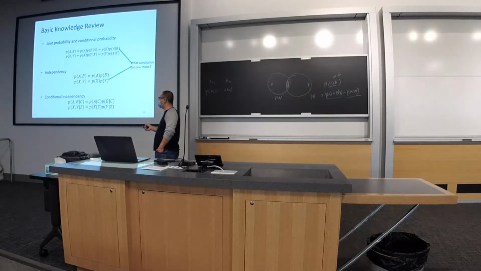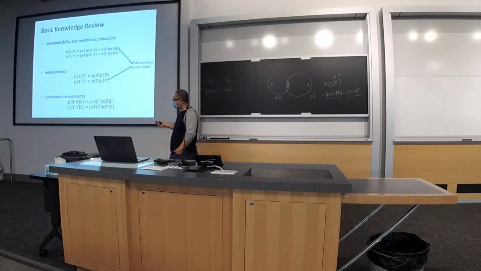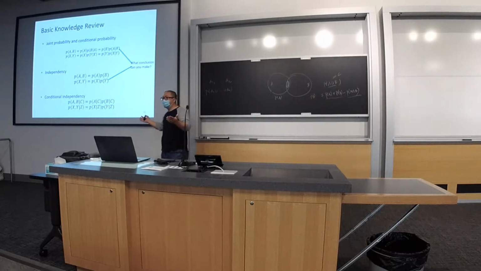And similarly, if two random variables X, Y are conditionally independent given a third random variable Z, it means that the joint probability given Z is equal to the probability of X given Z times the probability of Y given Z. These are only definitions, so don't ask me why. Don't ask why it is defined like that. It's defined like that.